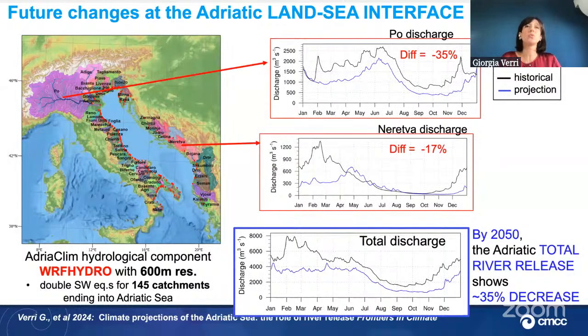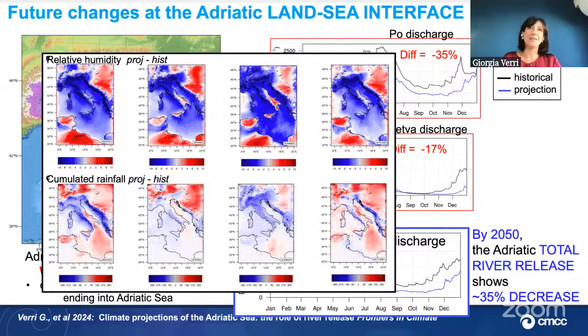All the catchments are found to decrease in terms of river runoff in the mid-term future, with the highest decrease affecting the catchment ending on the western side of the Adriatic basin. So the decreasing runoff can be explained as a direct consequence of the decreasing cumulated rainfall over the catchment surrounding the Adriatic Sea, and also decreasing relative humidity over the same area. So here are reported briefly the four seasonal panels showing the seasonal changes between projection and historical range for both relative humidity and cumulated rainfall.